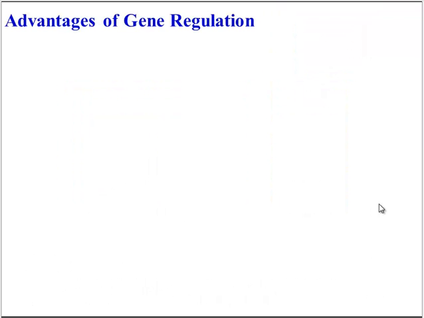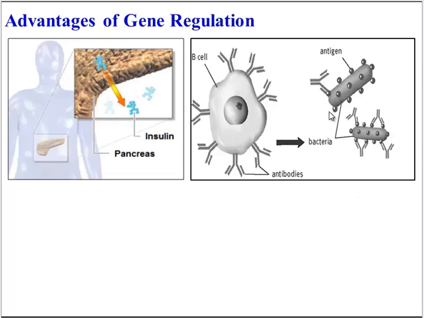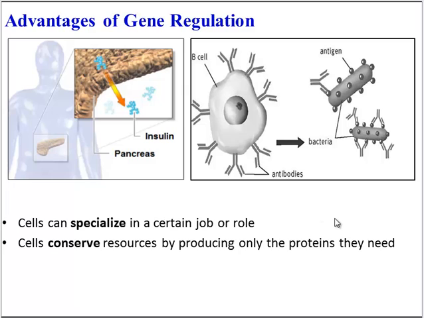This process has a lot of advantages. If you consider a pancreas cell versus a white blood cell, one advantage is that it allows cells to specialize in certain jobs. The pancreas can be really good at just producing the protein insulin, whereas the white blood cell, a B cell, can be really good at producing the protein antibodies. It also helps cells conserve resources. The pancreas cell isn't going to make every single protein possible when really its job is just to make the insulin protein. Same thing with the white blood cell.